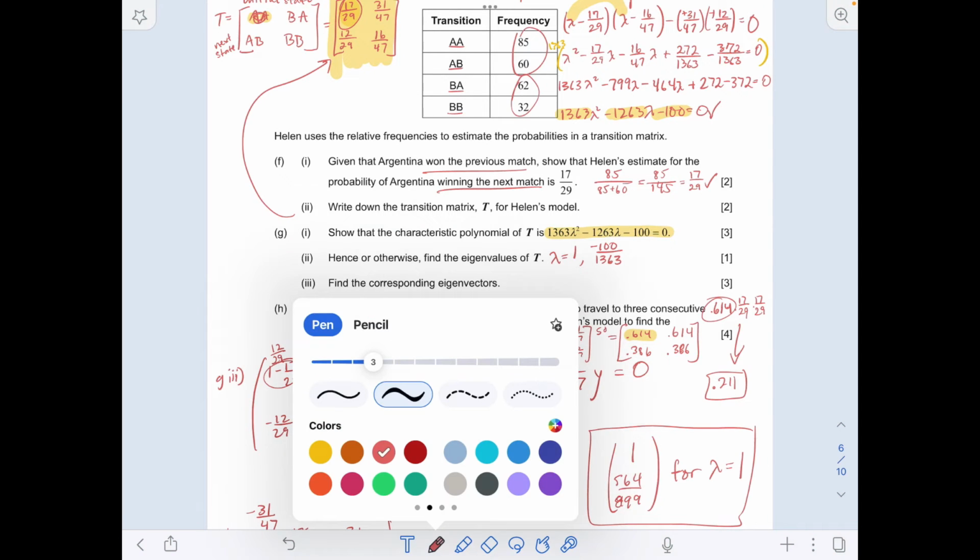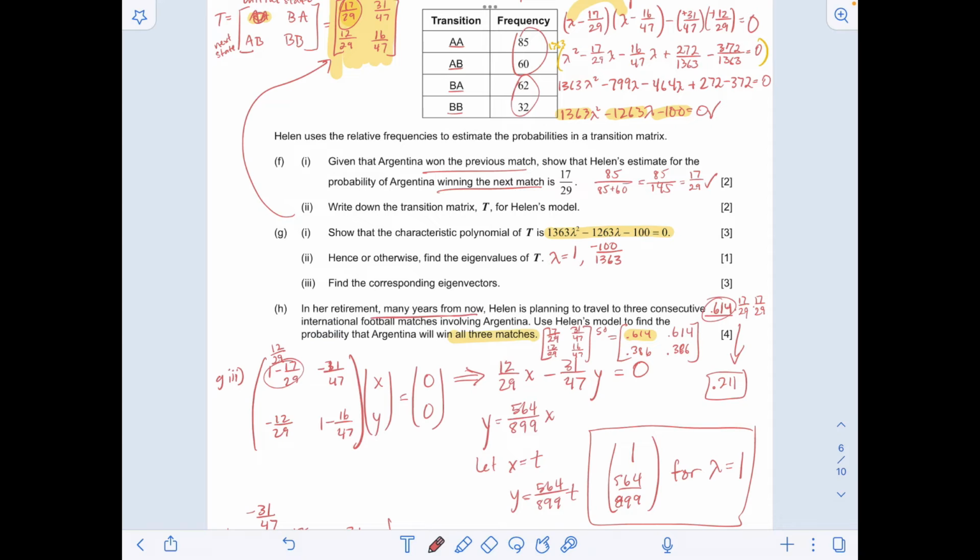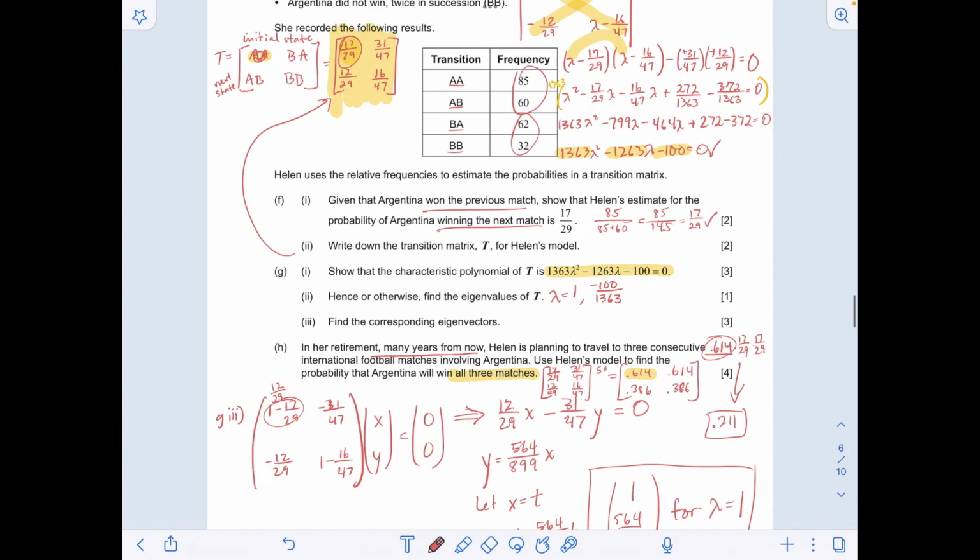Again, the probability of winning the first match really far in the future we got from our steady state matrix. And then the probability of winning each following match we got from our transition matrix. And there you have it.